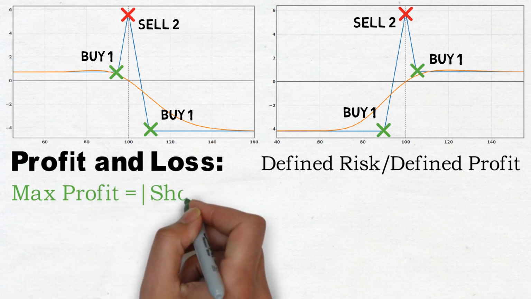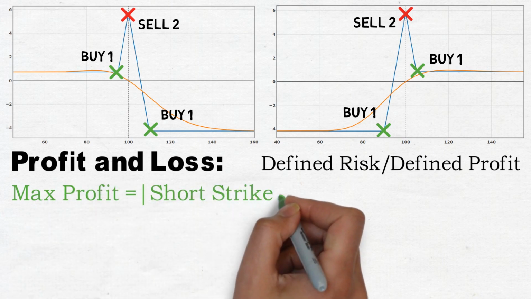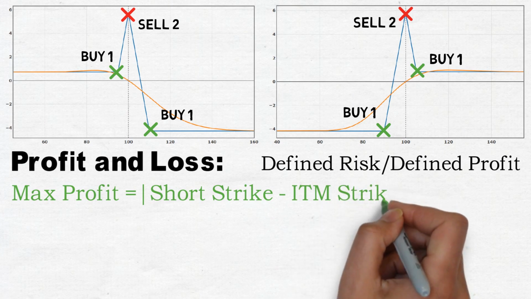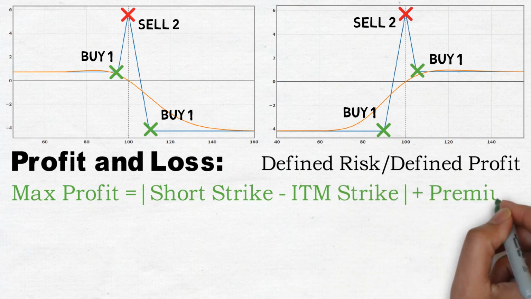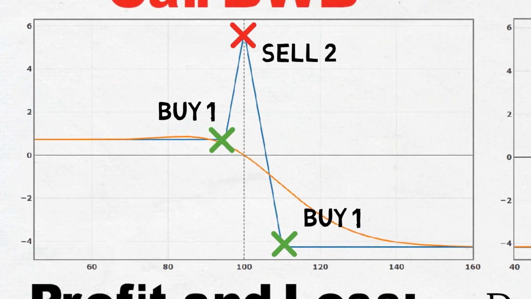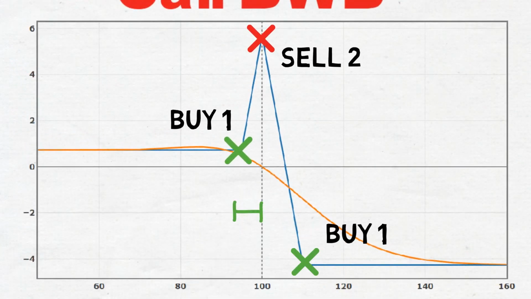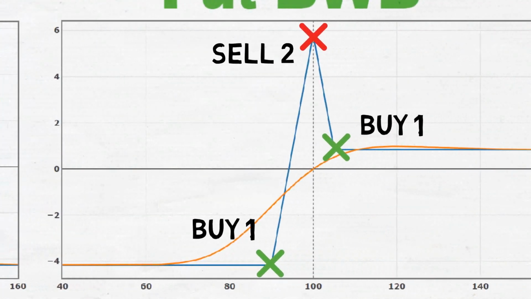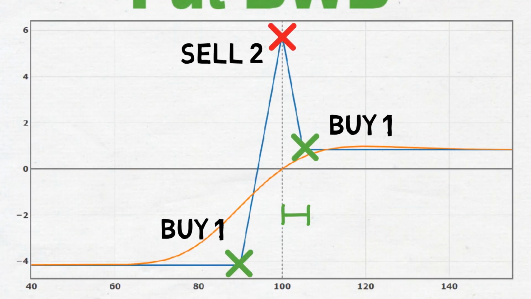To calculate the max profit of a broken wing butterfly, you have to add the premium received and the difference between the short strike and the in the money strike. For call broken wing butterflies, that's this distance here. And for put broken wing butterflies is this one.